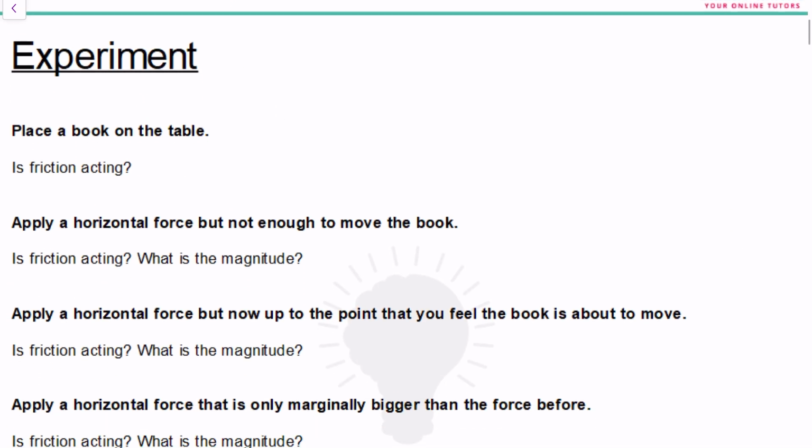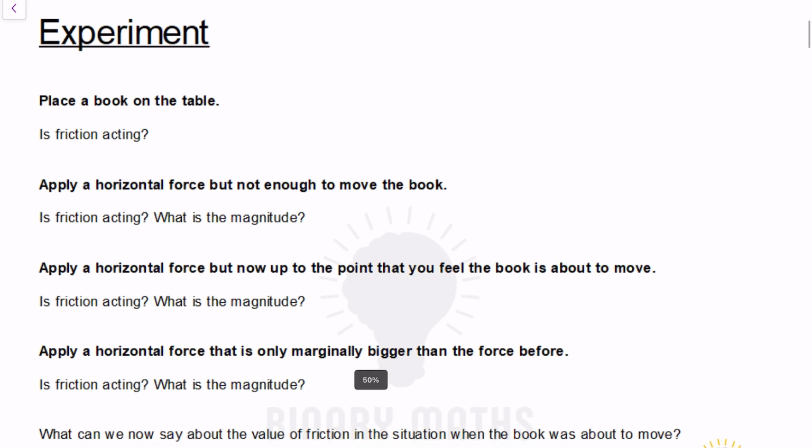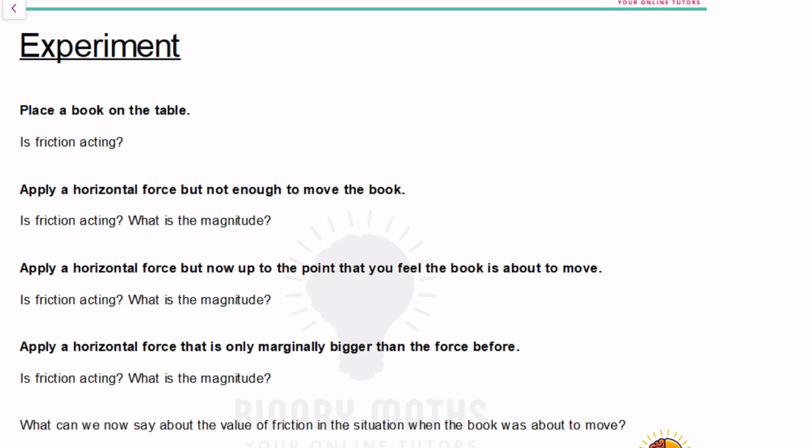Okay, so let's do an experiment together. Place a book on the table. So it's just sitting there. Is friction acting on the book? No. Apply a horizontal force, but not enough to move the book. Is friction acting? What is the magnitude?